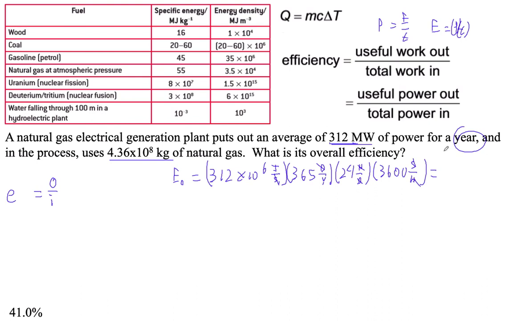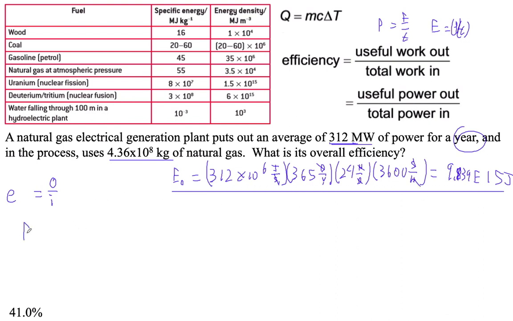That's a lot. 9.839 times 10 to the 15th joules. All right. So that is our output, right? And the question is, what's our input, right?